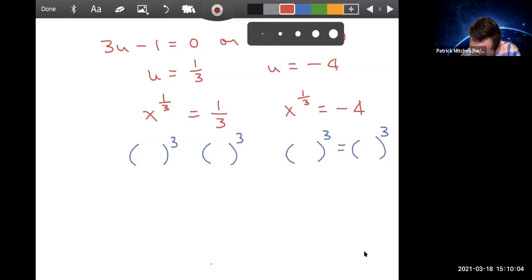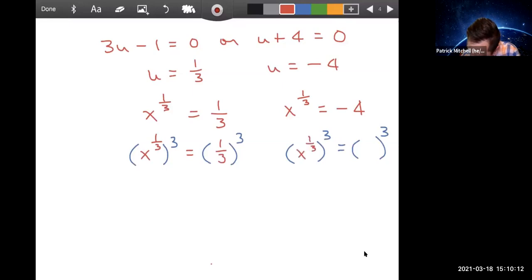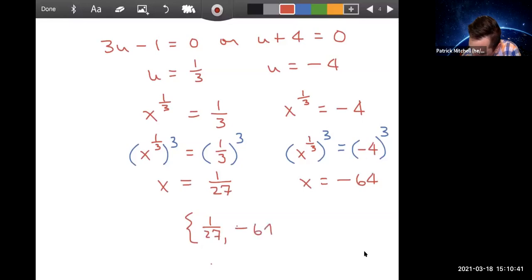All right, so what does that give us? We have x to the 1/3 cubed equals 1/3 cubed. We have x to the 1/3 cubed equals negative 4 cubed. So x to the 1/3 cubed is x. That was the whole point. And then 1/3 cubed is 1/27. x to the 1/3 cubed is still x, and negative 4 cubed is negative 64, right? So the two solutions of this equation are 1/27 and negative 64.